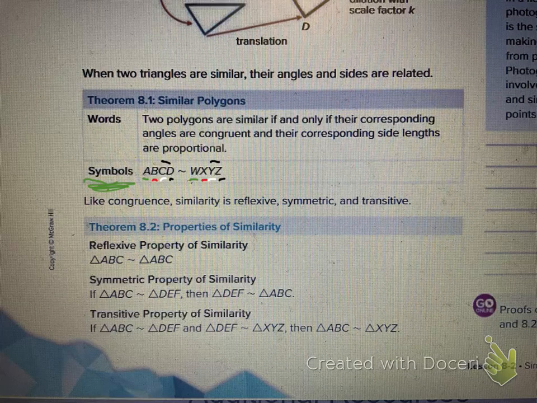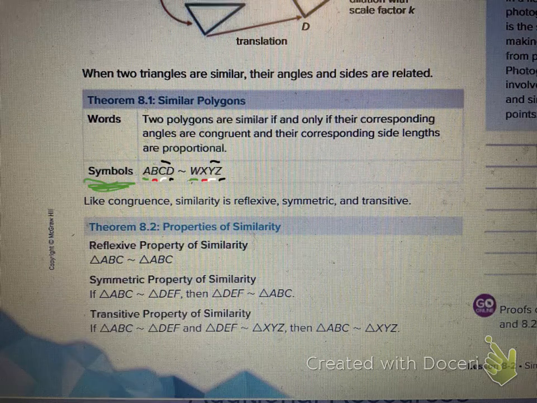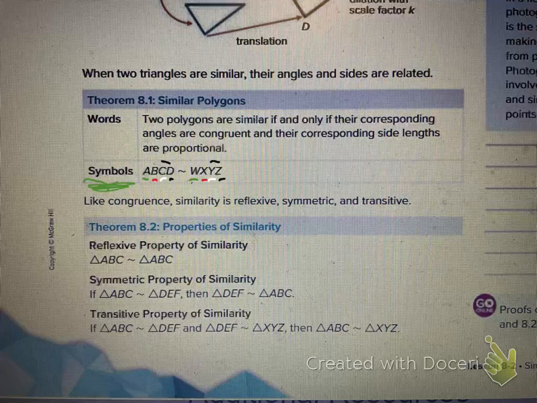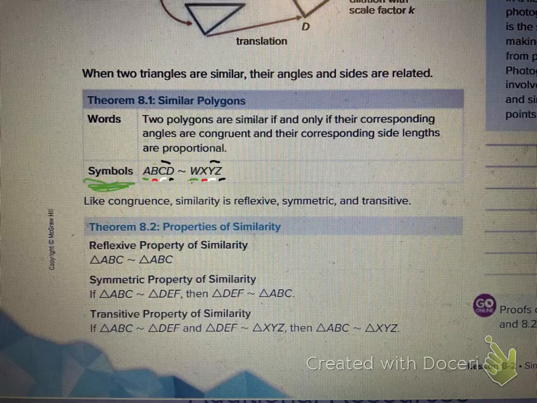So, reflexive property of similarity: triangle ABC is similar to triangle ABC. That's what that squiggly line is, similar. Symmetric property: if triangle ABC is similar to triangle DEF, then triangle DEF is similar to triangle ABC. Then we have the transitive property: if triangle ABC is similar to DEF and DEF is similar to XYZ, then ABC is similar to triangle XYZ.